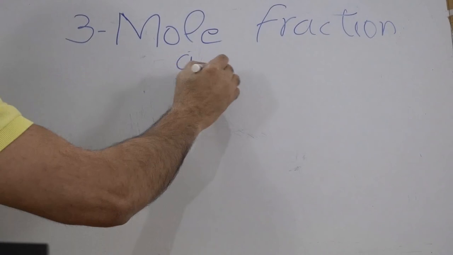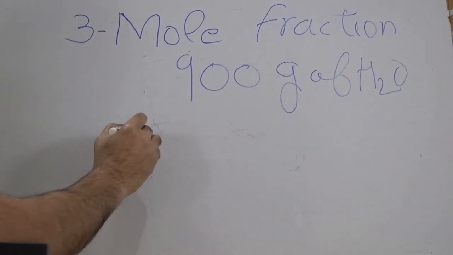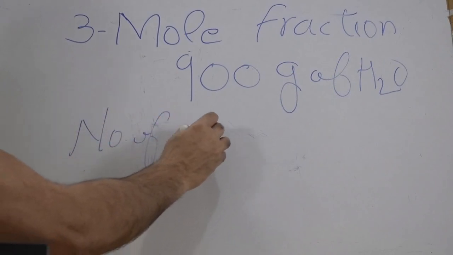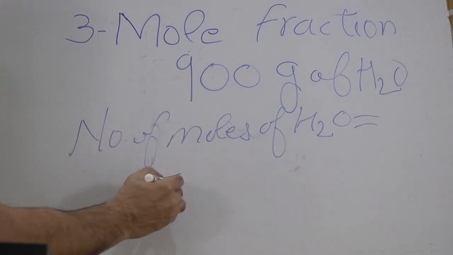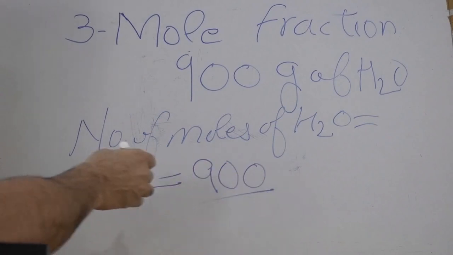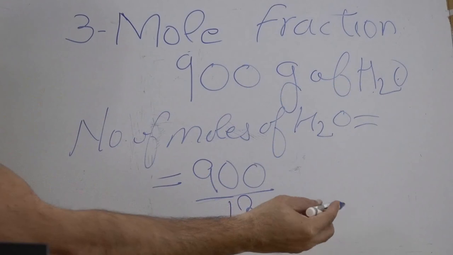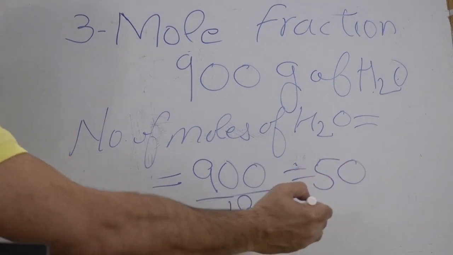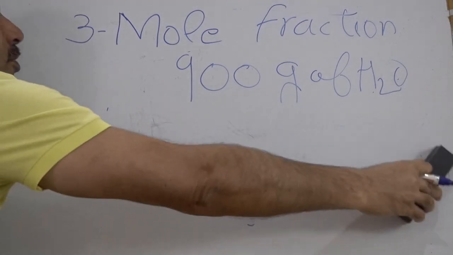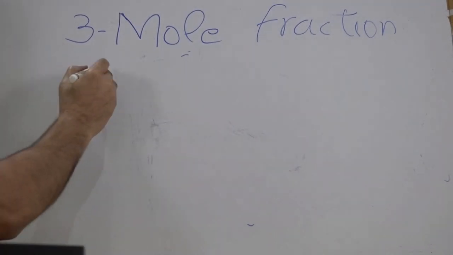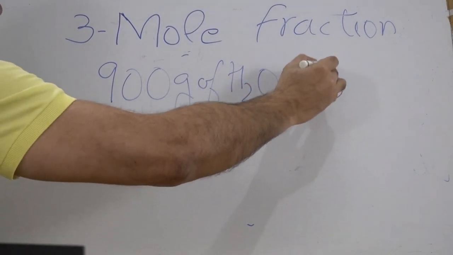Suppose we take 900 gram of water. How many moles would be there? Number of moles of H2O would be equal to 900, the mass in gram, divided by the molar mass. And the molar mass of water is how much? 2 plus 16, 18. Then it comes out to be 50 moles. Therefore, we have found the number of moles of water. Means 900 gram of H2O is equal to 50 moles.